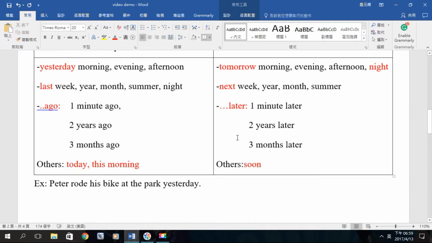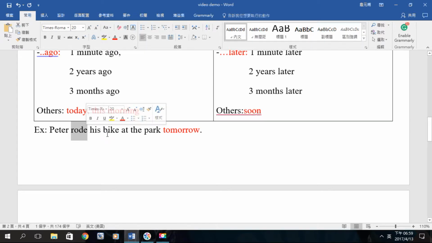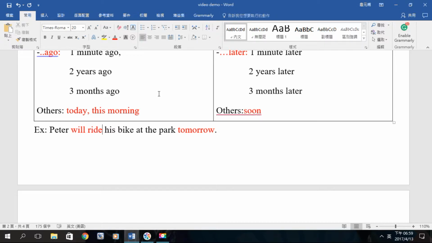So let's take a look at some of the examples. Example number 1. Peter rode his bike at the park yesterday. Remember, we talked about the time marker. This is one of the key words that we use with the past tense. So if I change this to tomorrow, I have to change the verb because now it's no longer a sentence of the past tense. It's a sentence of the future tense. So the verb must be changed. Change it to will ride.